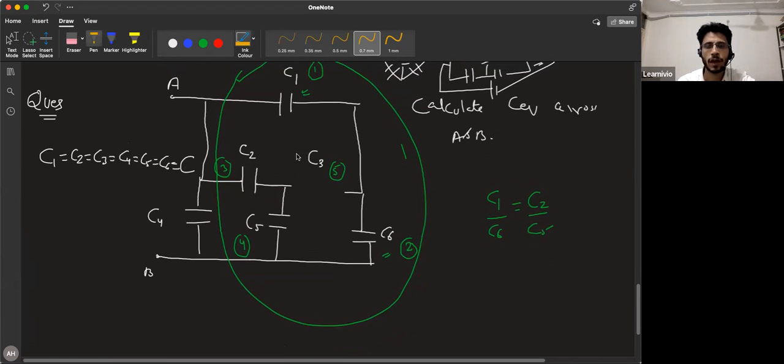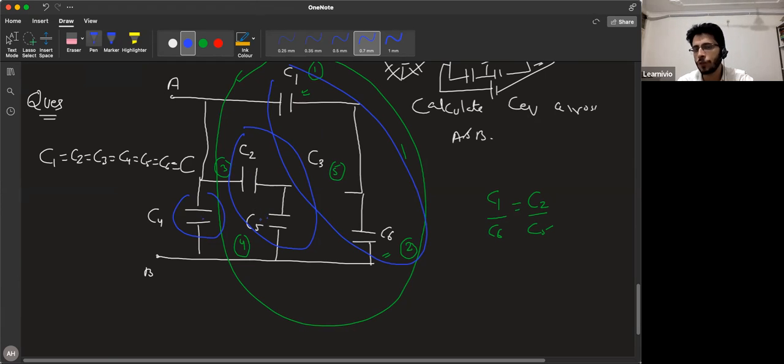C1 and C6, and C2 and C5. These two are in series. These two are in series. And what about C4 and the whole combination? C2, C5 and C4 are parallel, and C1, C6 is also in parallel. Are you getting this? C1 and C6 are in series, C2 and C5 are in series, this C4, the C2, C5 combination, and the C1, C6 combination, all are in parallel.